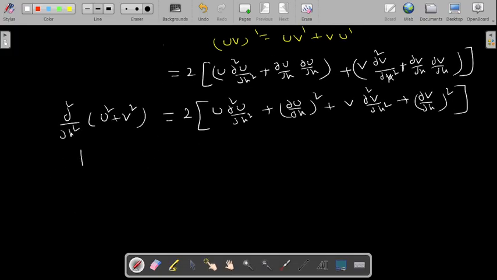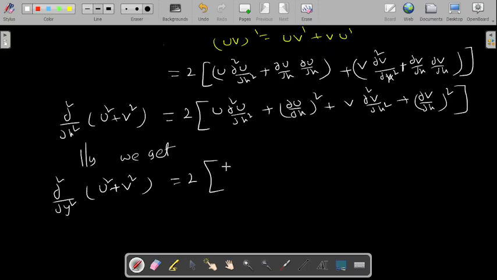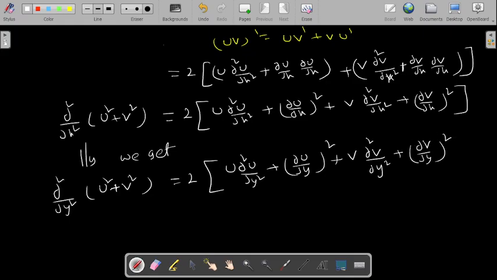Similarly, we get ∂²/∂y² of u² + v² equal to 2 times, with respect to y, [u ∂²u/∂y² plus (∂u/∂y)² plus v ∂²v/∂y² plus (∂v/∂y)²]. Assume this as 1, this as 2, adding 1 and 2.